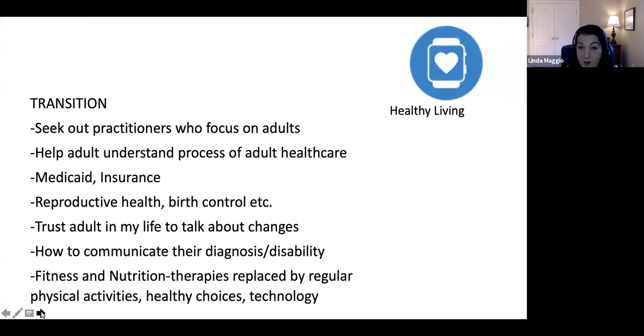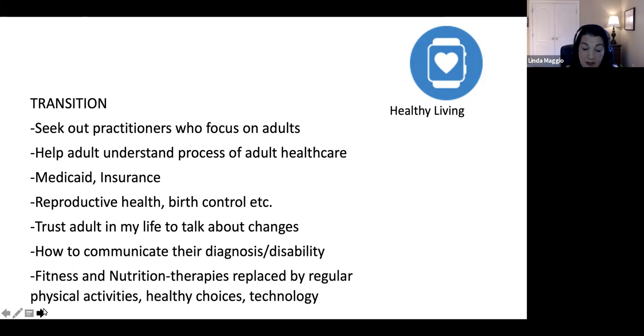So you want to seek out practitioners that focus on adults because their needs will be different. Help them understand the process of adult care. And what's so nice with COVID-19 is telemed appointments. That's just common now, which is wonderful. You want to make sure they understand how Medicaid and health insurance work. It's a good time to talk about reproductive health, birth control.